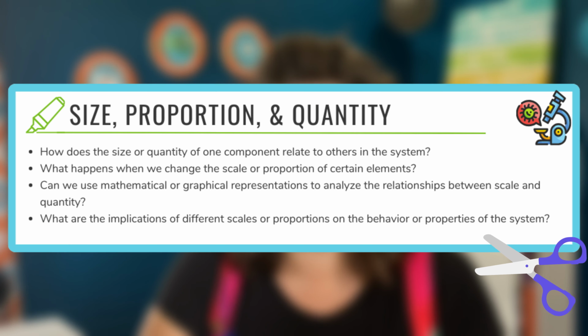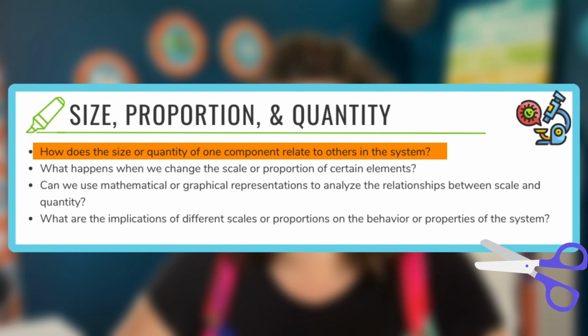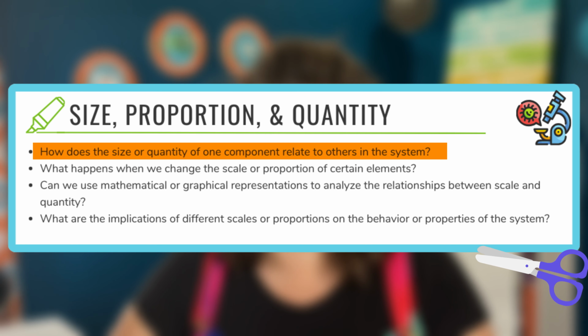Now, those two questions I think are super hyper focused on your planning and guiding your planning. But these two questions could be posed to students or things you want to think about how you would frame them for students. How does the size or quantity of one component relate to the others in a system?